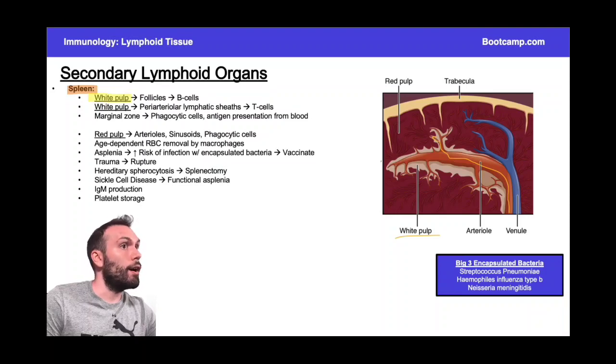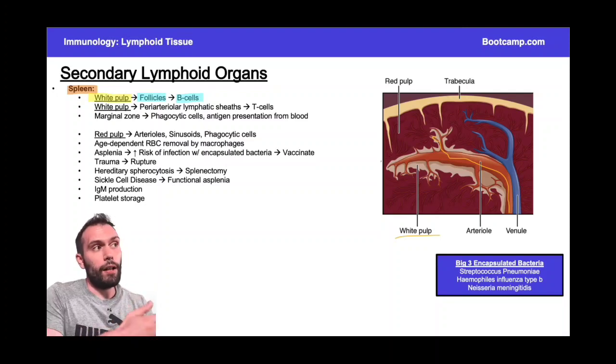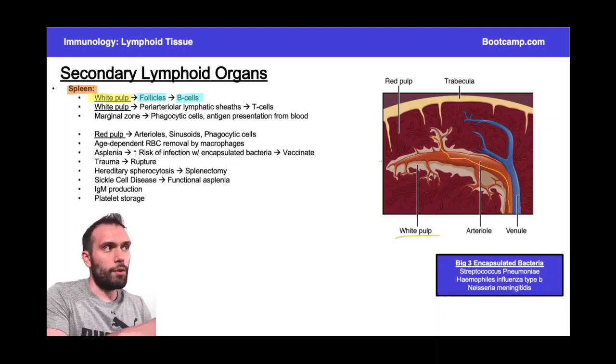Now, what is in the white pulp? There are two major things. We have B cells and we have T cells. We have them both. The B cells are going to be in follicles. When you hear follicles in the lymphoid system, you're going to think about lymph nodes, you're going to think about the spleen. In both cases, follicles represent B cells. That's going to be pretty consistent throughout.